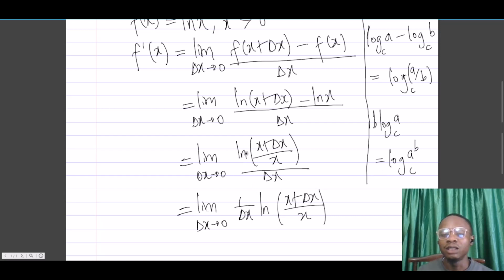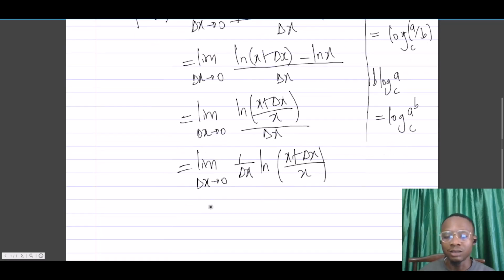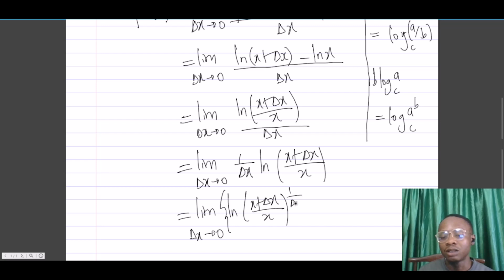We can bring out the ln that we have here in this case because we still have some other expression here disturbing it, which is this 1 over delta x. So we have put this here so that we can bring it to this power using this rule. So we can say that this expression is going to be equal to the limit as delta x approaches 0 of the ln of, so we're taking the ln of whatever we have left here, which is x plus delta x all over x, then to the power of 1 over delta x.